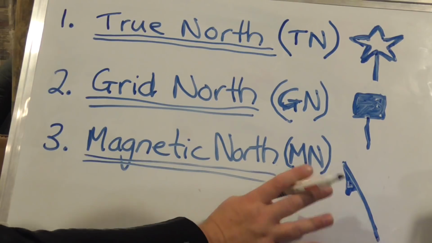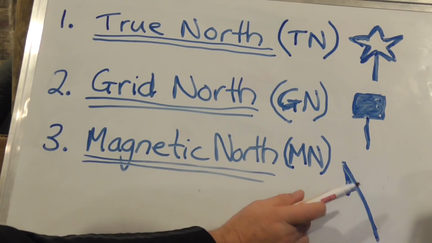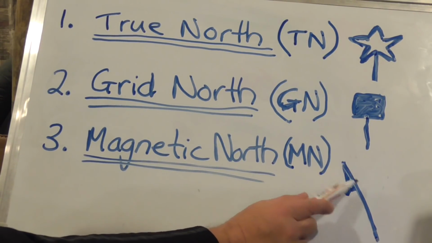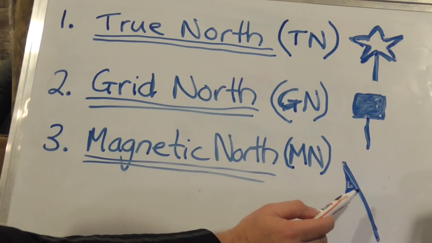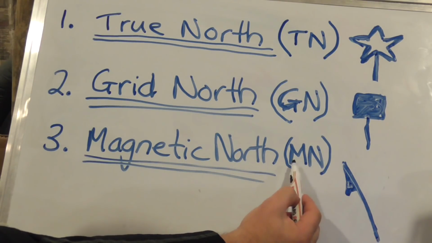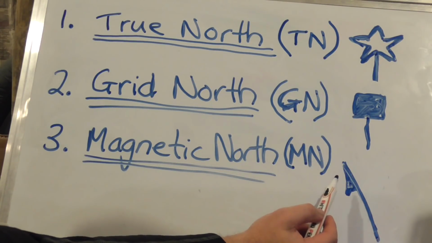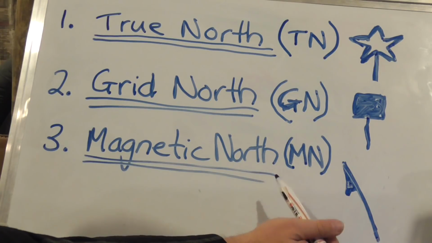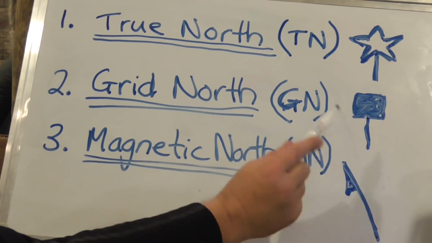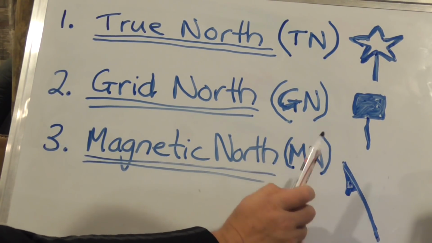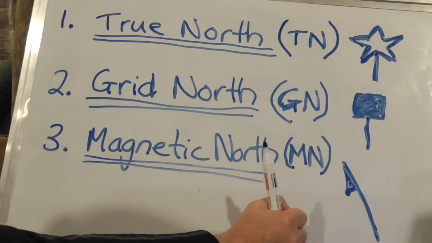Now it could vary as well. Some things have a double arrow on it, or it might have the MN at the top of it, signifying that that's magnetic north. So these are the normal symbols that you'll see, but they can vary. Just be aware of that.